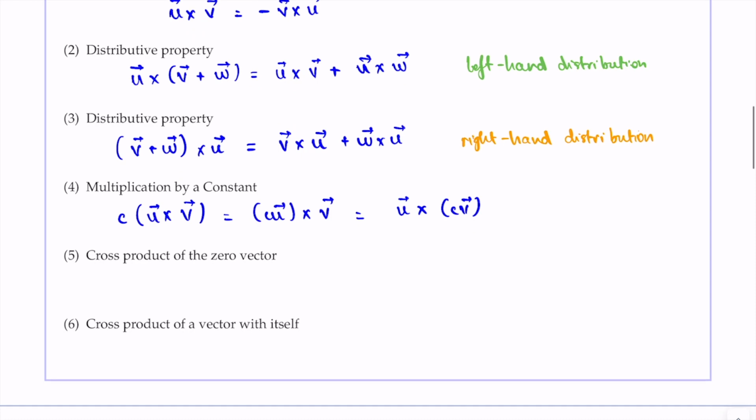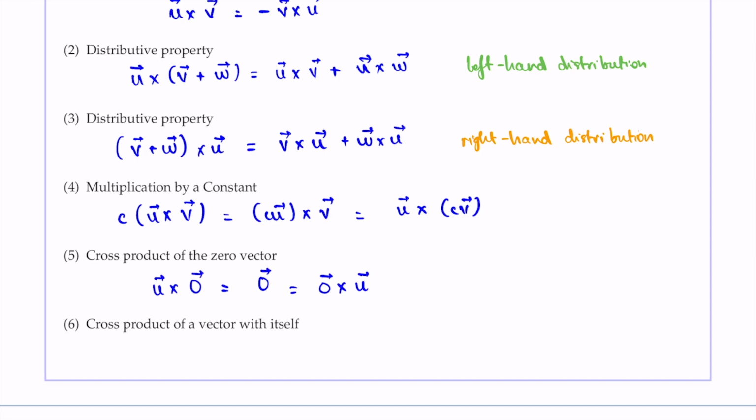Now for the cross product of the zero vector, if you do u crossed with 0, then this is equal to the zero vector. However, this particular calculation has a commutative property, so 0 crossed with u also produces a zero vector. So this is the only situation where the commutative property applies. In every other case, the anti-commutative property will apply for the cross product.